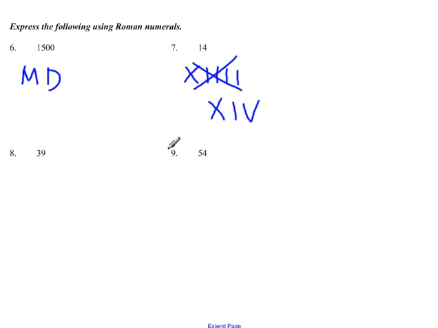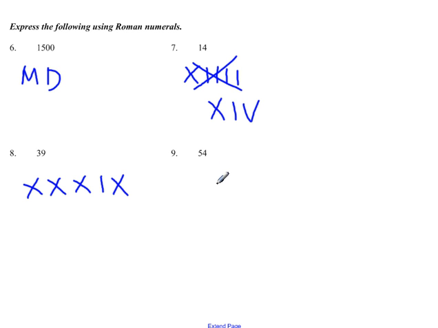Okay? Number 8, 39. Well, 30 would be 3 X's, and that's fine. You can repeat 3 times, just not more than 3. 9 would normally be V and 4 I's, but we know we cannot have 4 letters in a row. So instead of writing V and 4 I's, we have to come up with another way with the subtraction. So we're going to put IX, meaning subtract 1 from 10. So there's my 9, and that's 39.